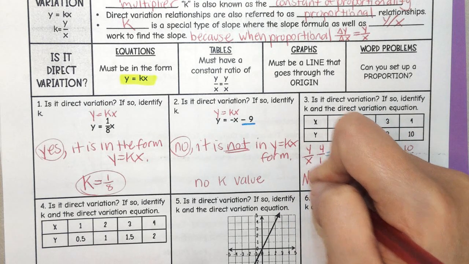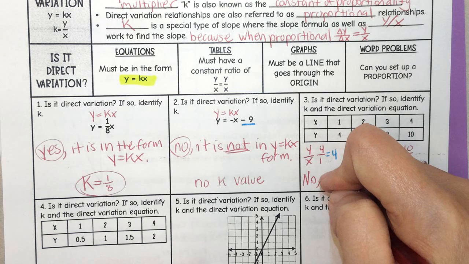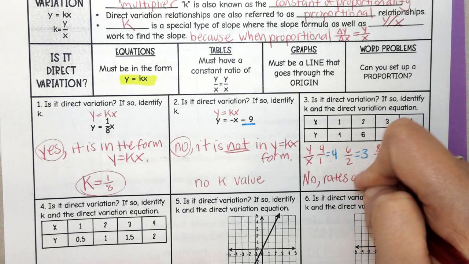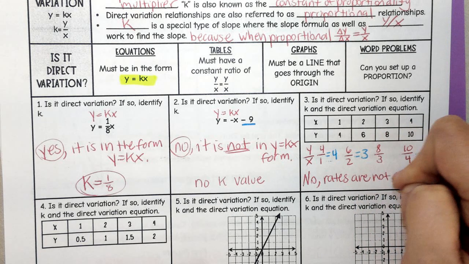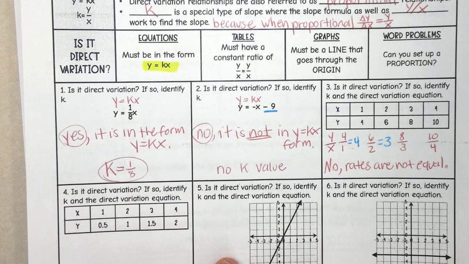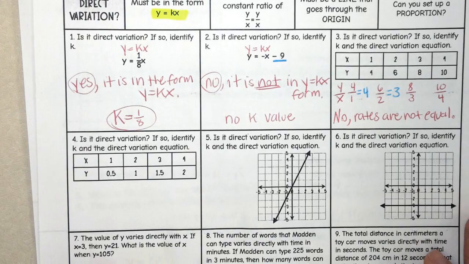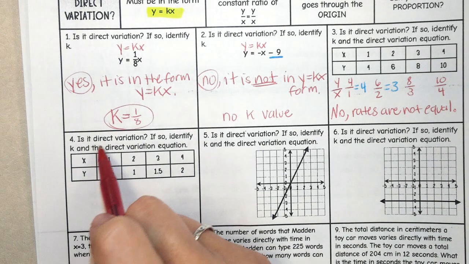No. Why not? What did you say, James? The rates are not equal. Perfect. That's the exact explanation we used the other day. The rates are not equal. Okay? The next one. Another table.